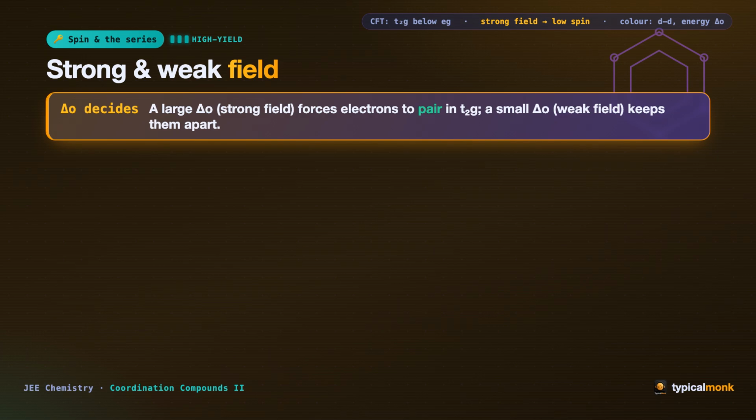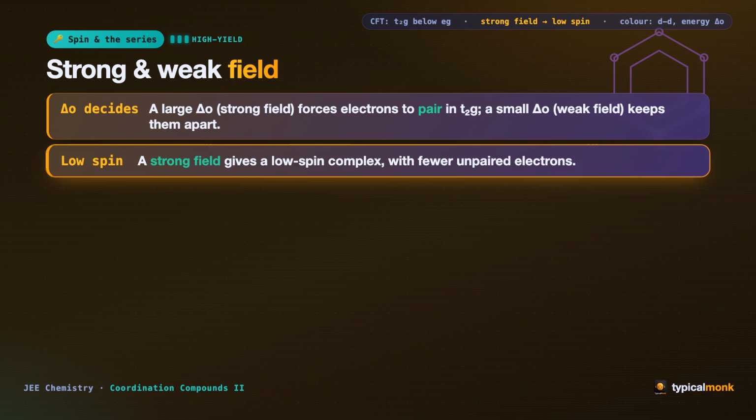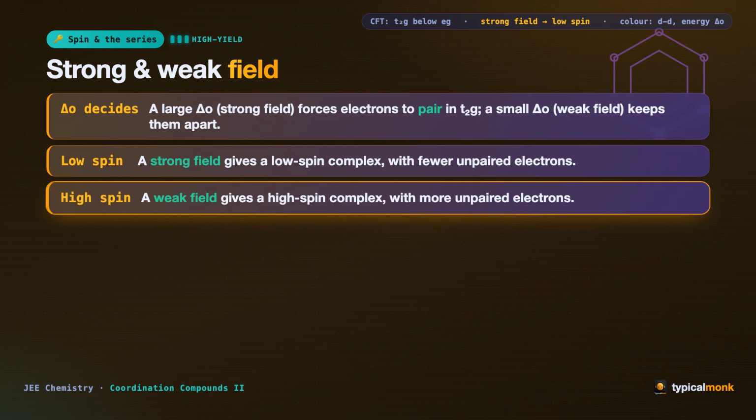Now the idea that ties it all together, the size of the field. Delta O decides. A large delta O from a strong field forces the electrons to pair up in the t2g set. A small delta O from a weak field keeps them apart. Low spin. A strong field gives a low spin complex with fewer unpaired electrons. High spin. A weak field gives a high spin complex with more unpaired electrons.